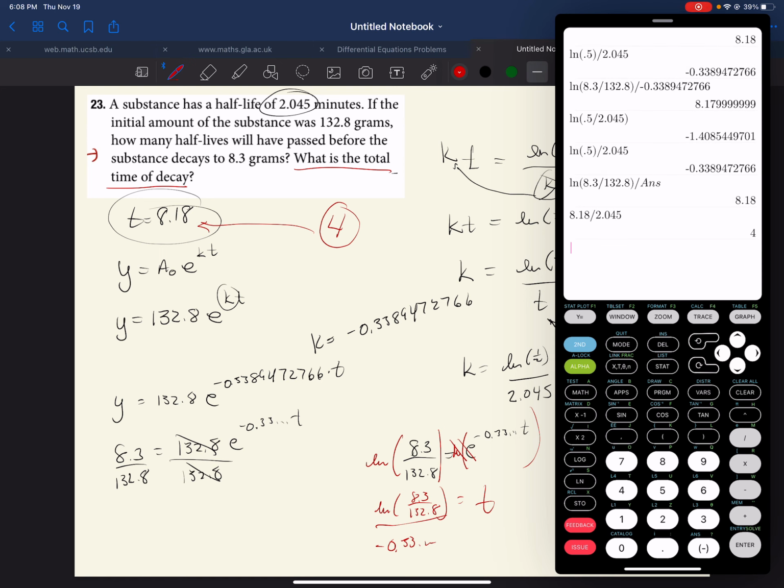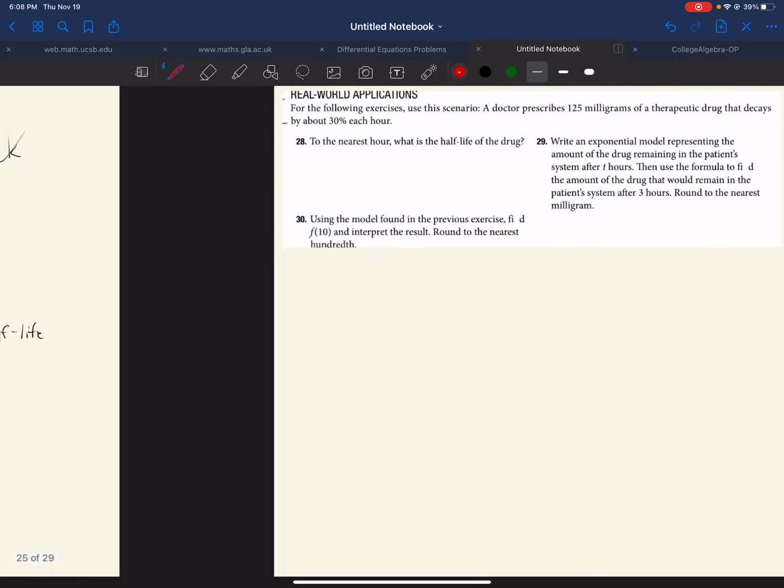And then they said, well, how much time is 4 half-lives? Well, it's just 4 times that 2.045, and that came to be that number. But if I took the 8.18 and divided by 2.045, it tells me it's 4 half-lives. I know that second way was harder, but it really is a better way of thinking about it.